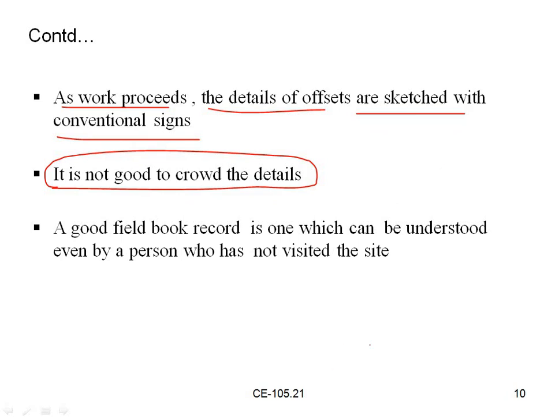The next, a good field book record is one which can be understood even by a person who has not visited the site. For example, if a survey person has gone to site and taken the site details and recorded them in the field book, then if any person sees that field book, he should understand what we have done at the site. So this field book is very important for civil engineering.